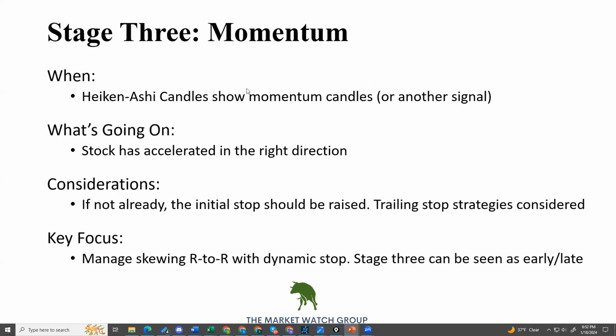Okay, let's move on to stage 3, momentum. Our favorite stage. This is where it's like, okay, I'm right. It's doing what I asked. It's moving. Let your winners run. For me, the Heikin Ashi candles show me that momentum: the bigger body, no lower shadow if it's bullish. Bigger body, no lower shadow.